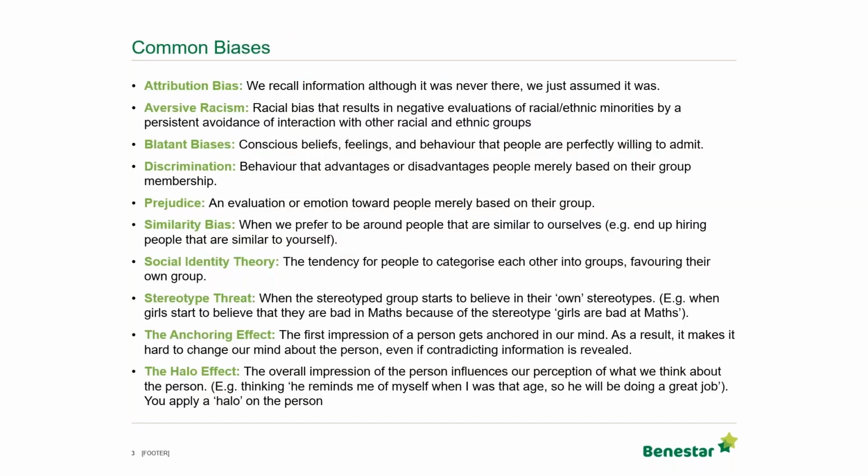So firstly, let's have a look at some common biases that people may experience or be subject to. The first one is attribution bias. This is where we recall information as though it was never there. We just assumed that it was. So we recall it as though it was there, even though it was never there. We assume that it was there.